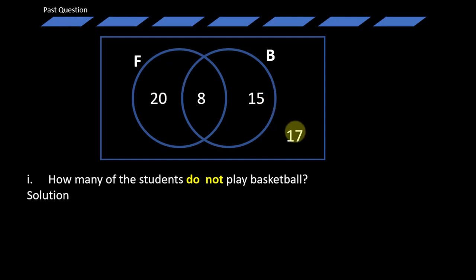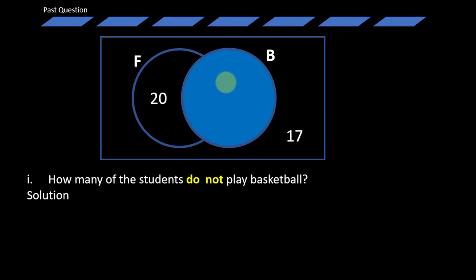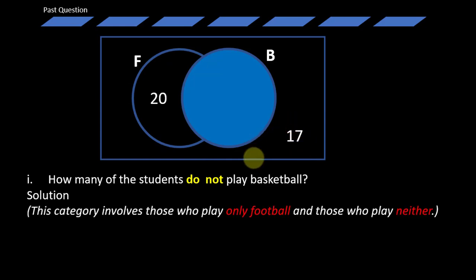Okay? Now, they are asking the question, how many of the students do not play basketball? So that means that the circle for basketball is not included. Now, what are the numbers left when the circle for basketball is not included? You get to realize that it is only 20 and of course the 17 that is outside that are left. So in other words, those that do not play basketball are those that play only football and those that do not play any of the two games. Alright? So that simply implies that the category involves what? Those that play only football and those who play neither.